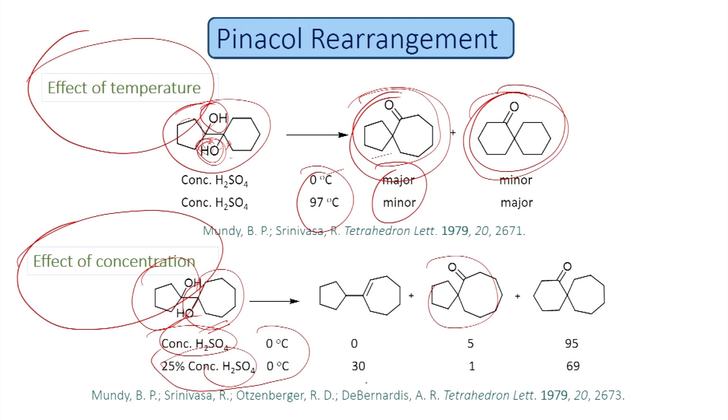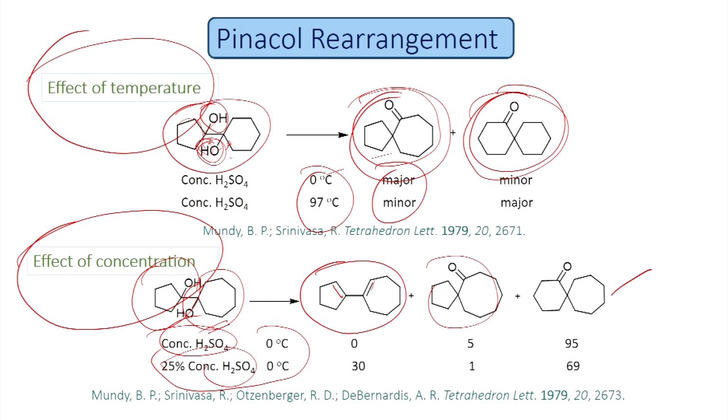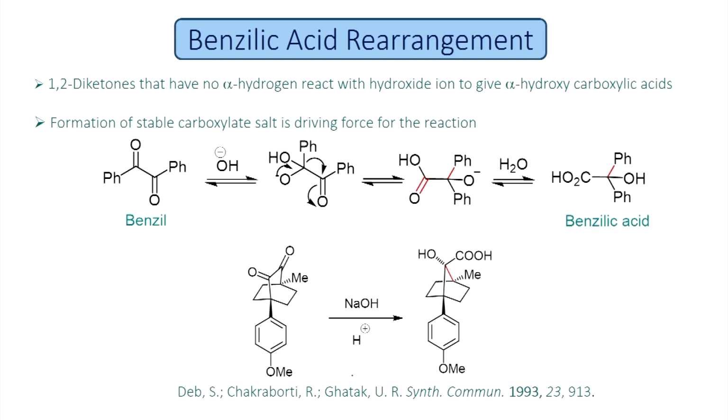When you have the concentrated acid, it also undergoes elimination. You can see a double bond is missing, so it can also undergo elimination. In this way, you will be able to get a mixture of compounds. So the reaction conditions are also very important. As you can see here, the temperature as well as the concentration of acid plays a very important role in Pinacol rearrangement. Now, let us go for the benzylic acid rearrangement.